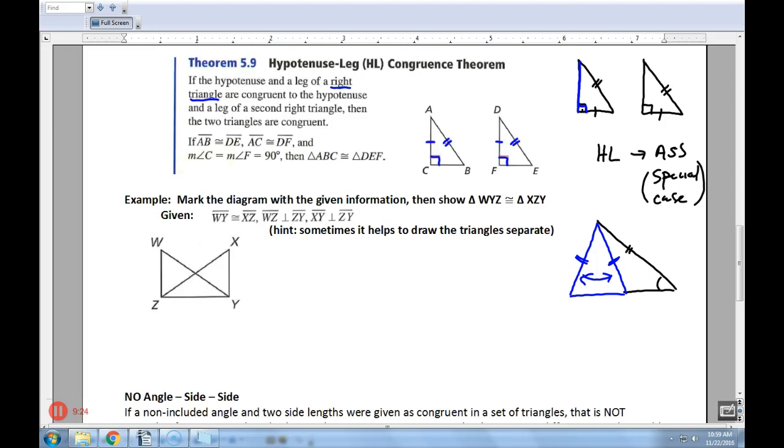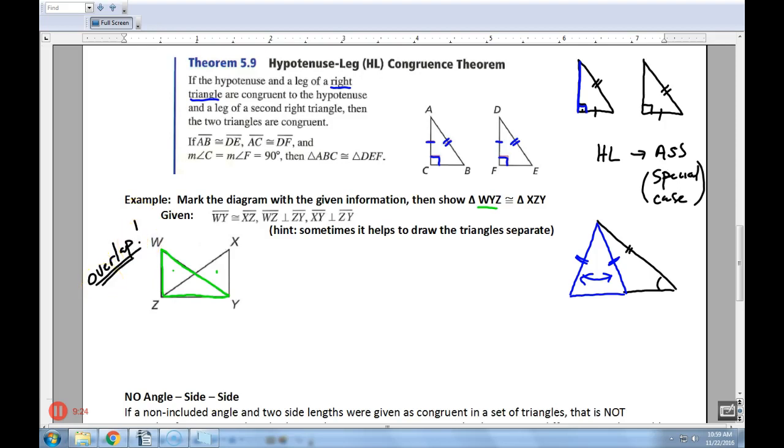So let's look at what we have here. Mark the diagram with the given information, then show the two triangles are congruent. And I'm trying to show, let's first focus on what two triangles, because am I trying to show these two triangles, or am I trying to show something else? Well, let's look at it. We want W, Y, Z. So W to Y to Z. So I want that triangle. These triangles overlap.